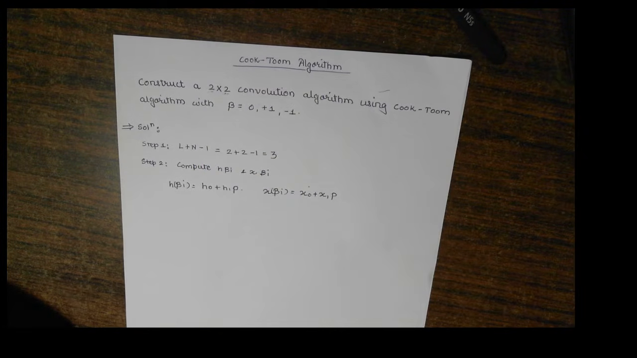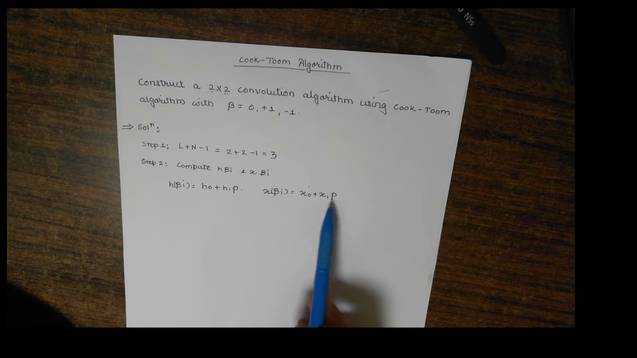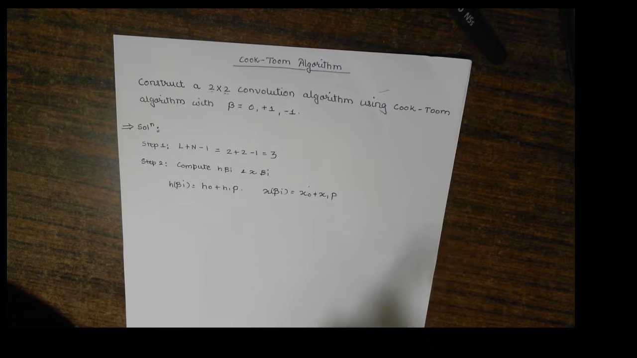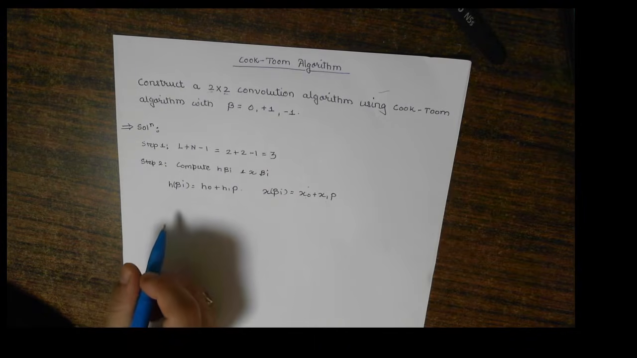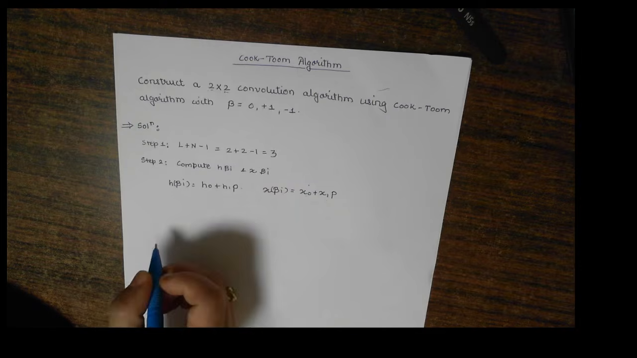For example, if we have a 2 by 3 convolution algorithm, this x beta will be having 3 terms and this will change to x0 plus x1 p plus x2 p square and so on. So for 3 we will be having 3 terms. In this way, we have constructed the equation for h beta and x beta.